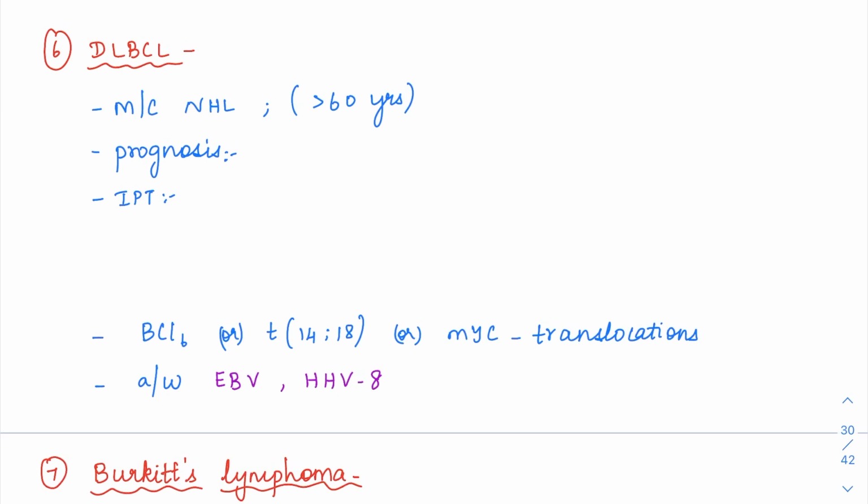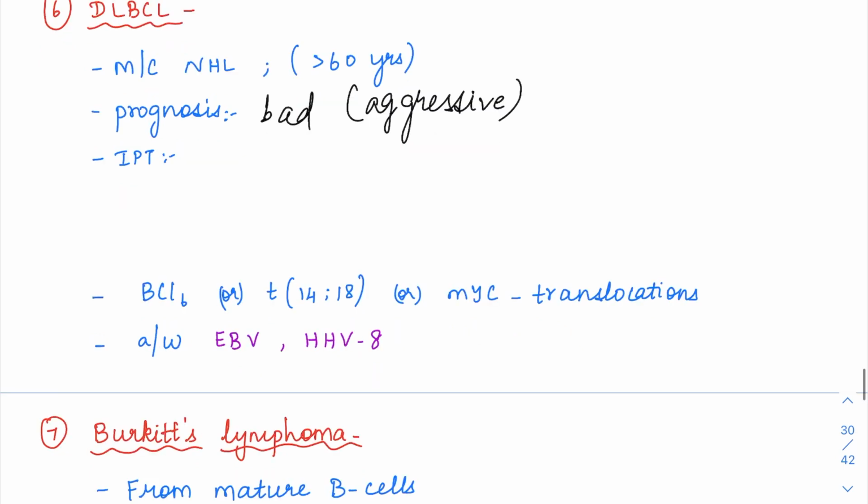And here it usually involves the elderly age group, so more than 60 years, and the prognosis is going to be quite bad because these tumors are quite aggressive. Immunophenotype, again, is from the germinal center mainly. So CD10 is going to be positive, BCL6 is going to be positive. Apart from that, CD19, CD20 and PAX5 are again going to be positive.